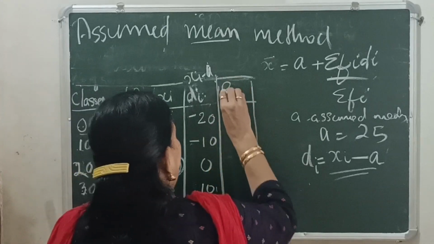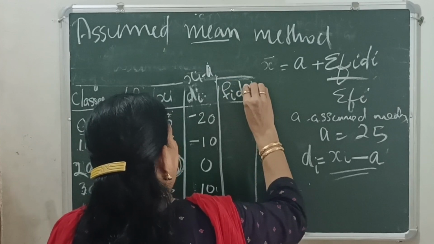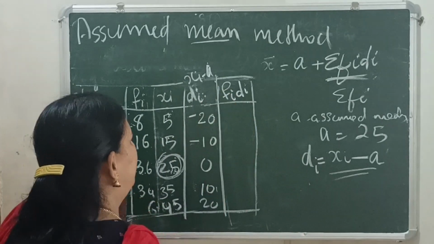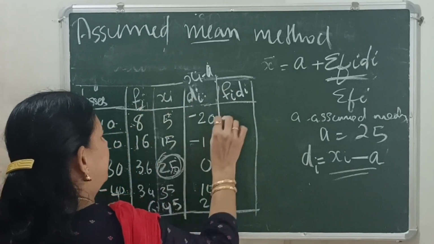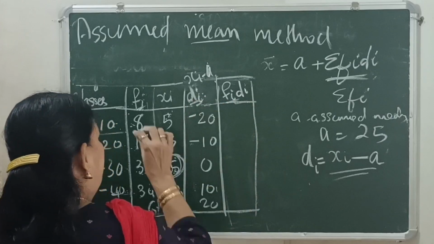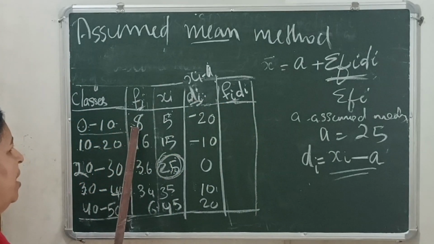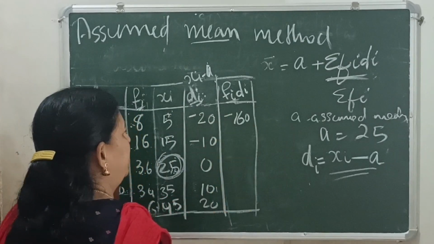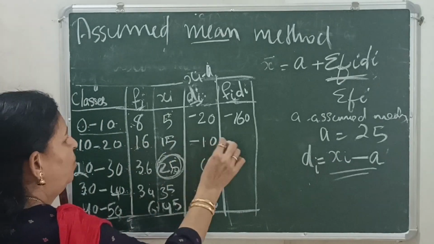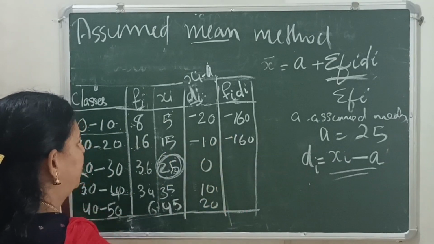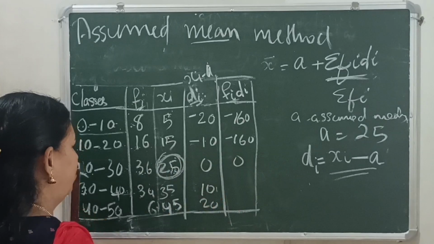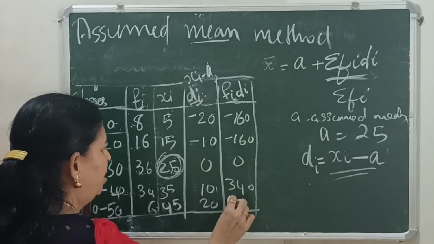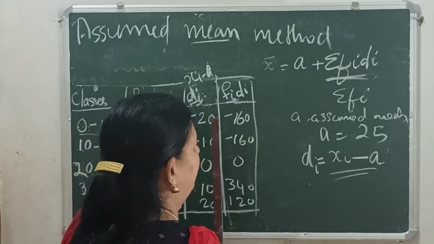Then we have to find fi di. For finding sigma fi di, write a column fi di. This fi is this, di is this. 8 into minus 20 is minus 160. 16 into minus 10 is minus 160. 36 into 0 is 0. 34 into 10 is 340. 6 into 20 is 120.